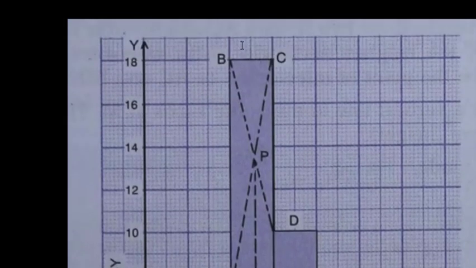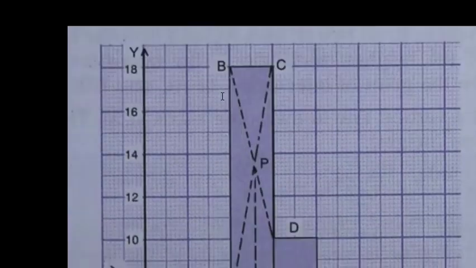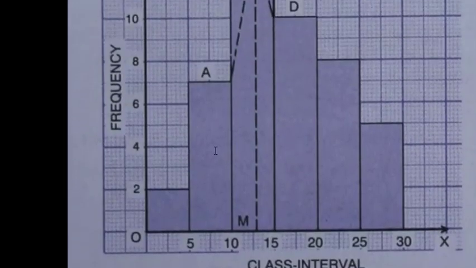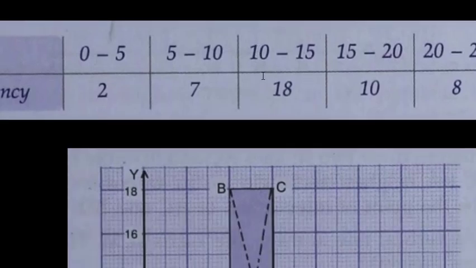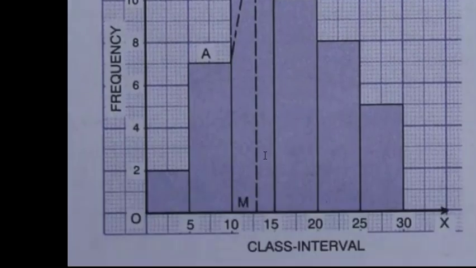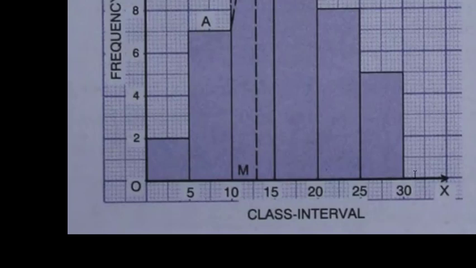Okay, so now between 5 to 10 we have frequency 7, so between 5 to 10 we have drawn a rectangle of height 7. In the same way, 10 to 15 you will draw a rectangle of height 18, and so on. You will complete this histogram. So your stage 1 is done.